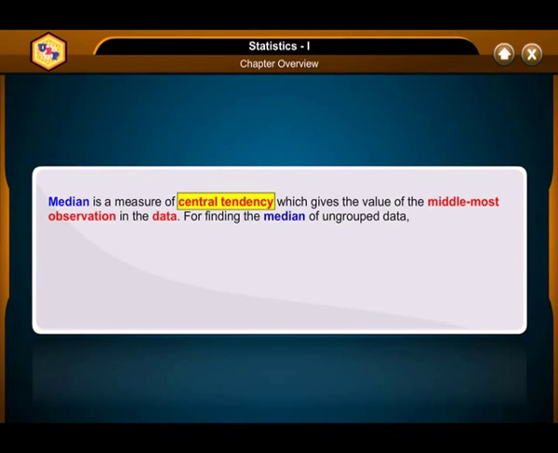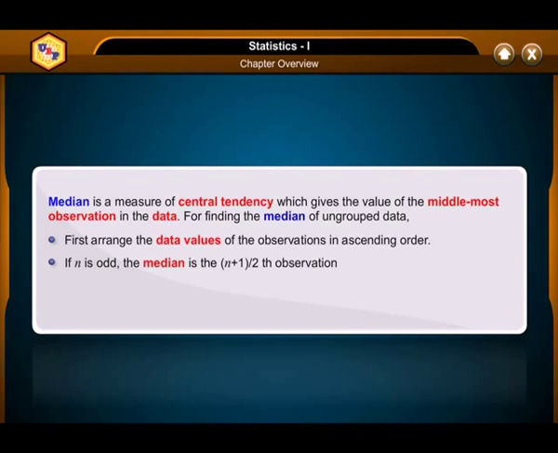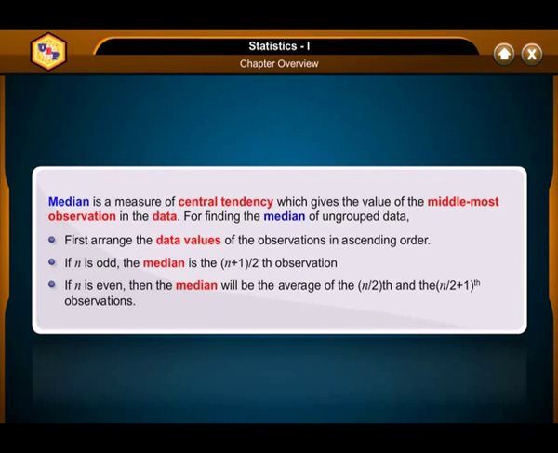Median is a measure of central tendency which gives the value of the middlemost observation in the data. For finding the median of ungrouped data, first arrange the data values of the observations in ascending order. If n is odd, the median is the (n plus 1) upon 2th observation. If n is even, then the median will be the average of the n upon 2th and the (n upon 2 plus 1)th observations.